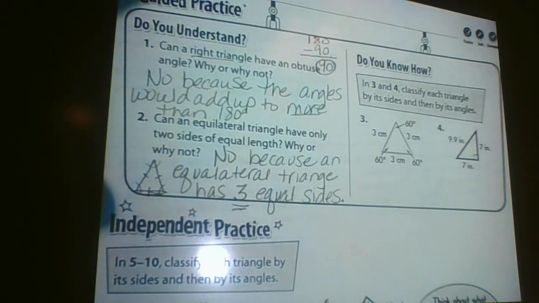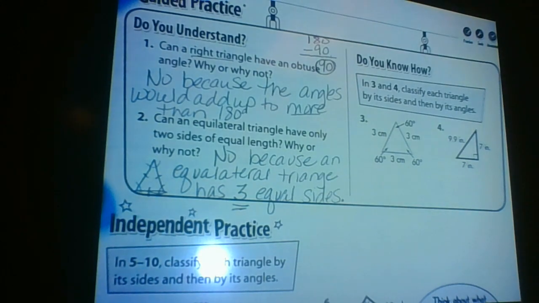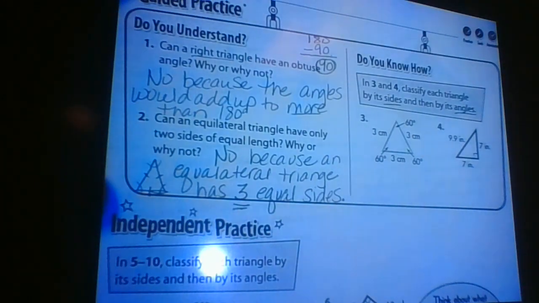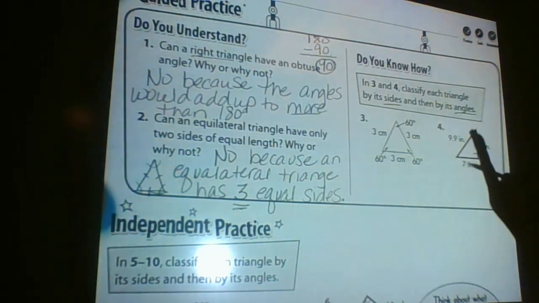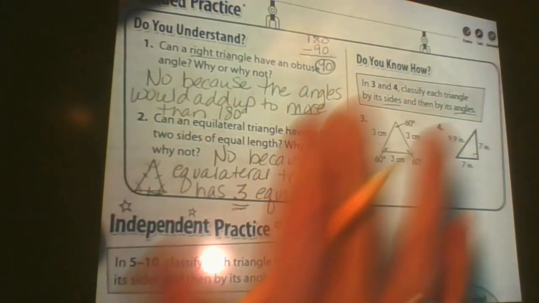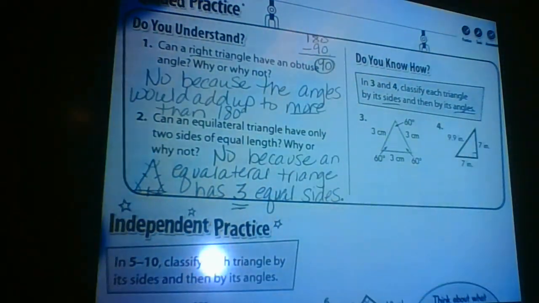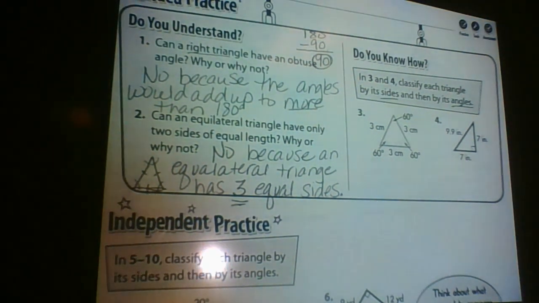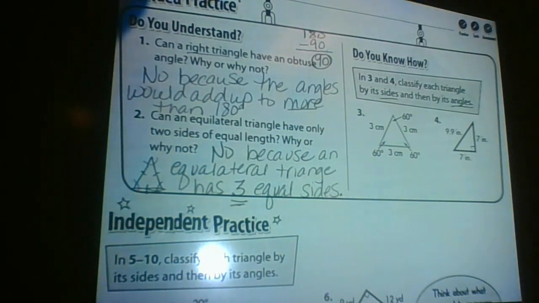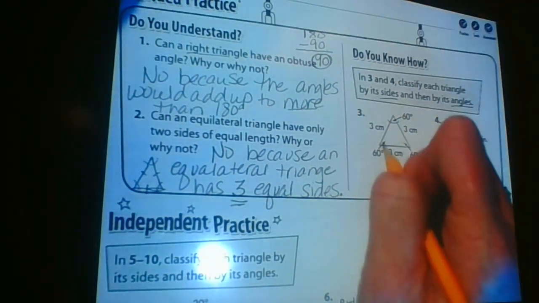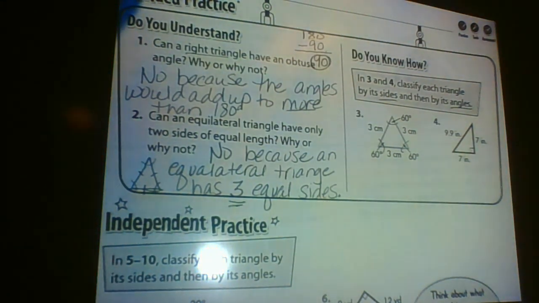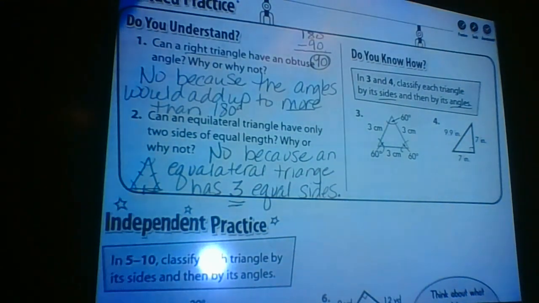In 3 and 4, classify each triangle by its sides and then by its angles. Again, remember, Mrs. Ray said that every triangle has 2 names. So number 3, her notes said, look at the angles first. I have a 60-degree angle here, here, and here. So that's telling me I have 3 of the same or equal angles, okay?